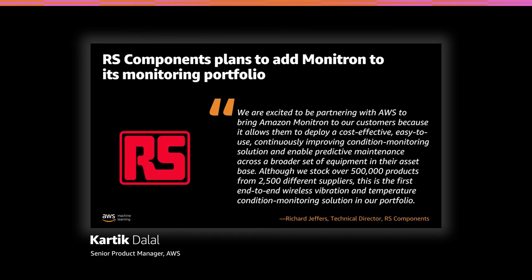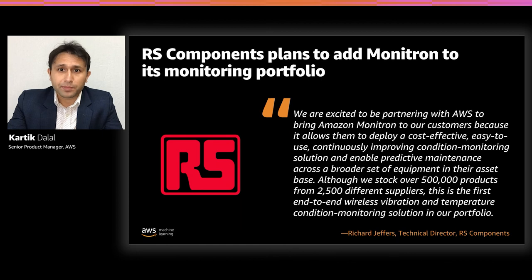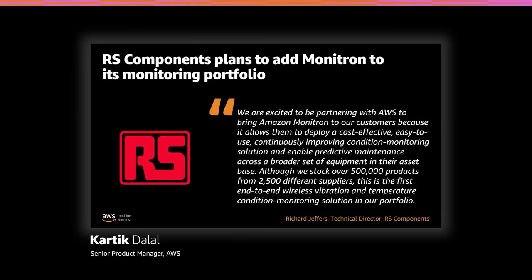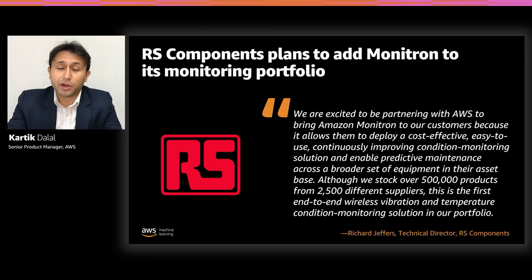RS Components plans to add Monitron to its monitoring portfolio. RS Components is a leading player in the industrial components and predictive maintenance space. They work with a variety of small and large manufacturers and maintain machines on their behalf. They have over 500,000 products in their portfolio. This is the first time that they will have an end-to-end wireless vibration and temperature condition monitoring product in their portfolio. RS is excited to partner with AWS to bring to their customers a cost-effective, easy-to-use, and continuously improving condition monitoring system and enable predictive maintenance for them.